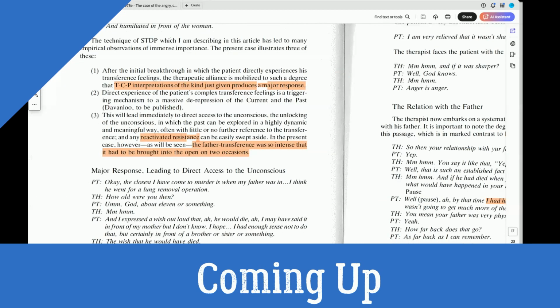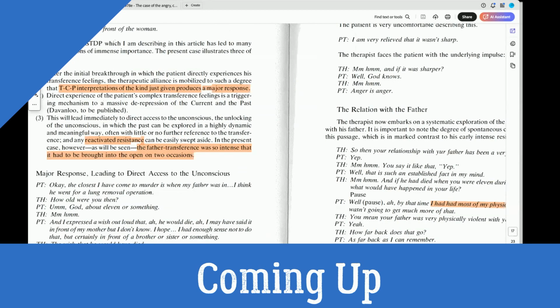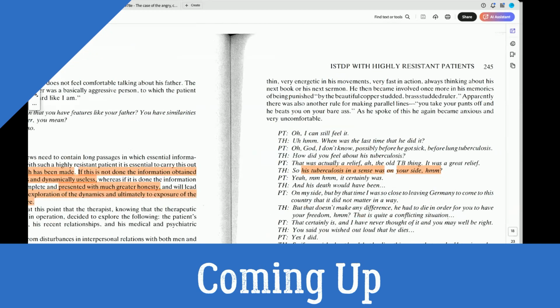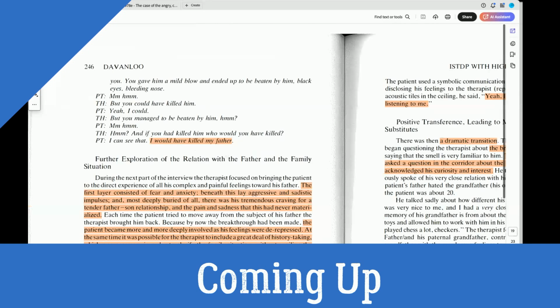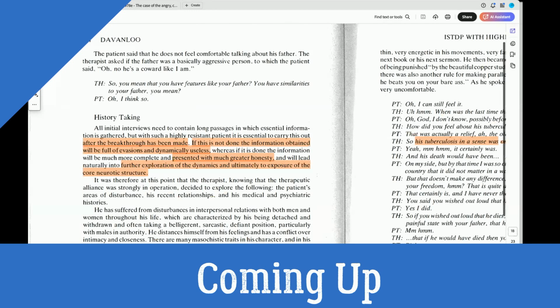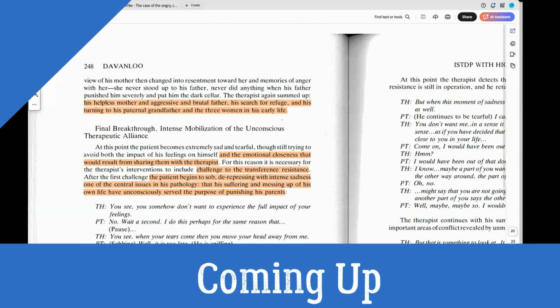There is evidence that Davanloo takes a lot of care in exploring the patient's history, listening to the details of his experience of abuse by his father, acknowledging his fears, and attending to the nuances of his emotional world. This really embodies the heart and soul of ISTDP.